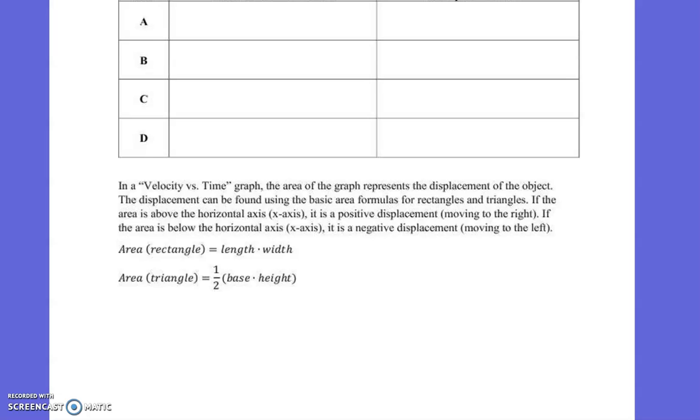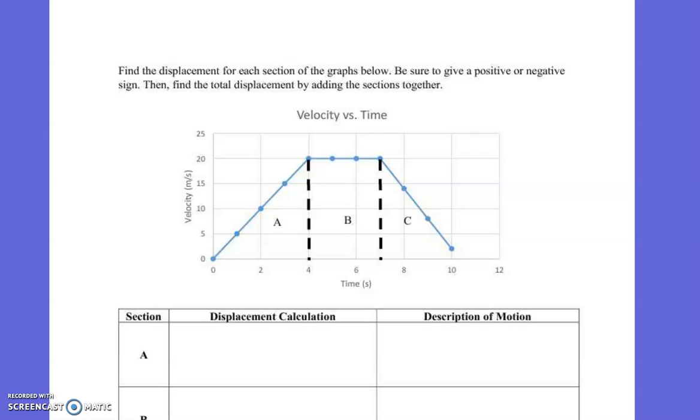To give you a bit of a review, the area of a rectangle, we take the length times the width. And to get the area of a triangle, we take 1/2 the base times the height. To find the displacement for each section, we're going to figure out those areas, and then we'll get the total displacement by adding those areas together. We want to be sure to give a positive or negative sign, whether it is above or below the horizontal axis.